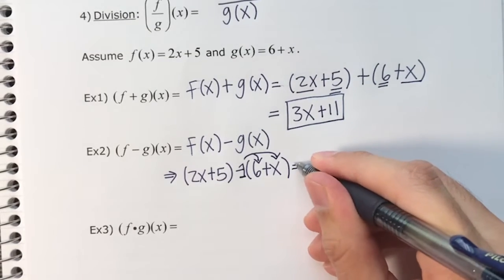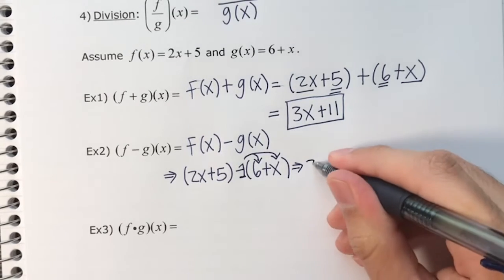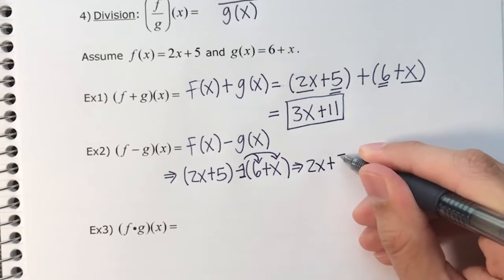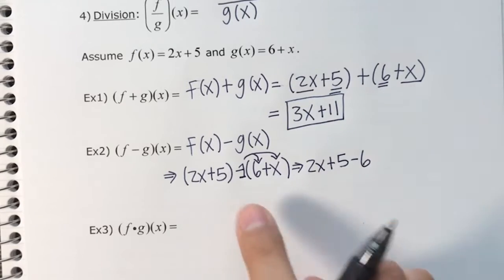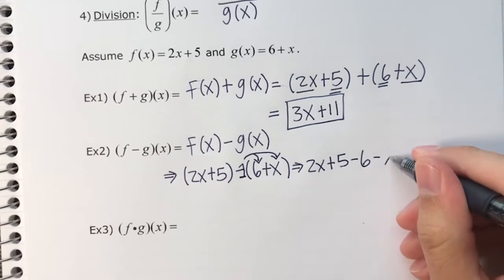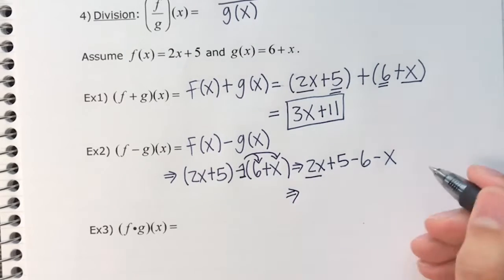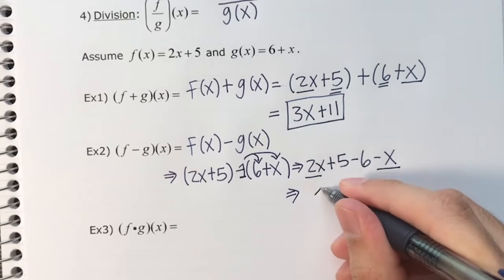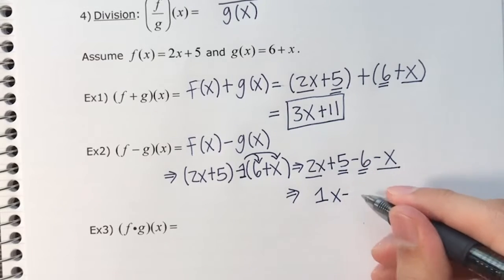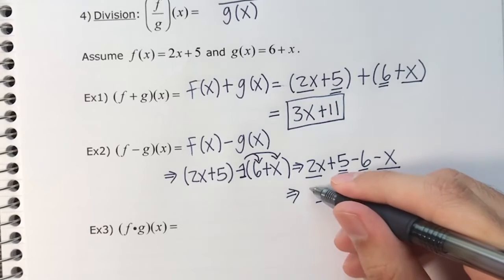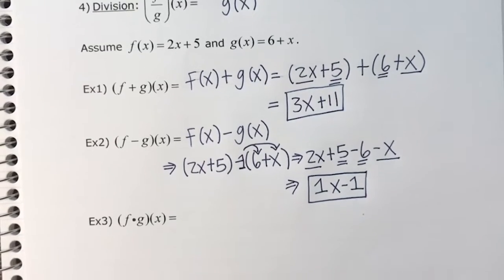Okay, I'll do it over here. So I'm going to copy this down just so that we have all the information. So 2x plus 5. -1 times 6, it's -6. -1 times x, it's minus x. And what do we do? We combine the like terms. 2x minus 1x, that's 1x. 5 minus 6, that's -1. And again, we box our answers. Let's go to example 3.